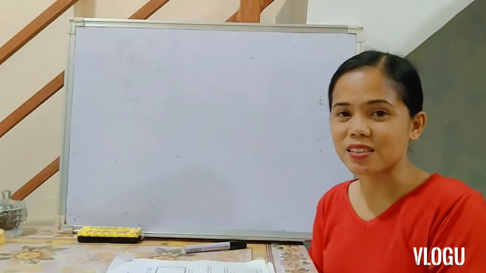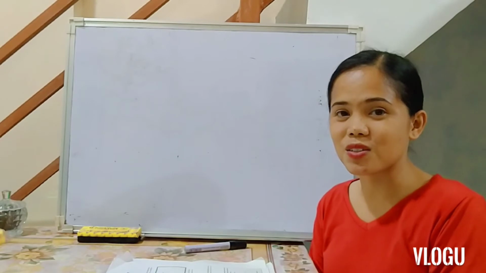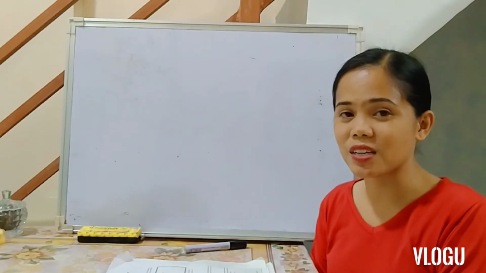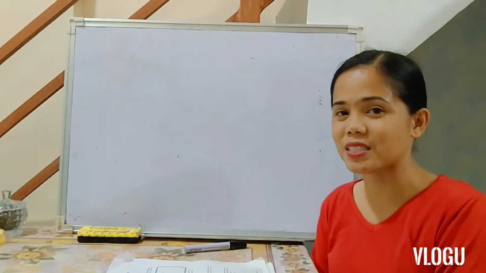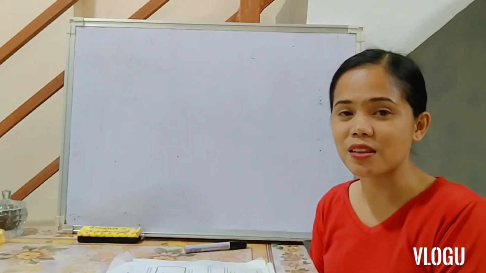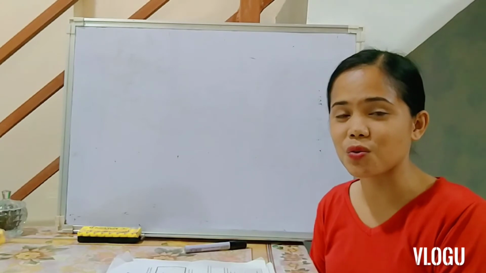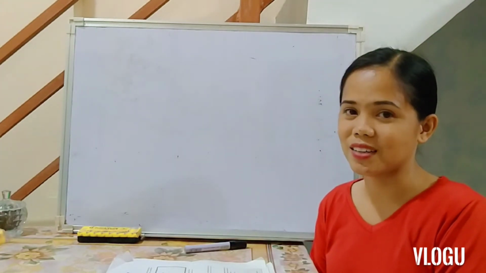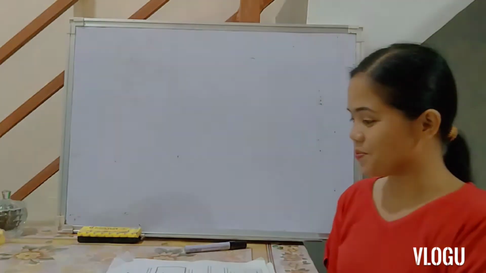Again to my channel. So today we will be talking about the discriminant of the quadratic equation ax squared plus bx plus c equals 0. The discriminant plays a vital role in identifying the possible nature of the roots of a quadratic equation. So let's get started!